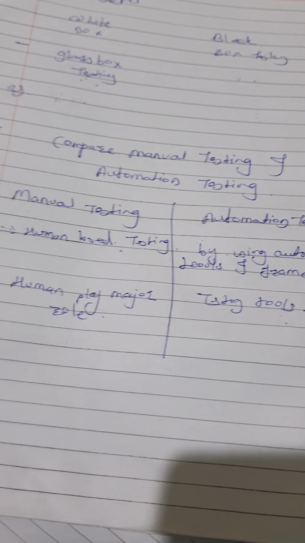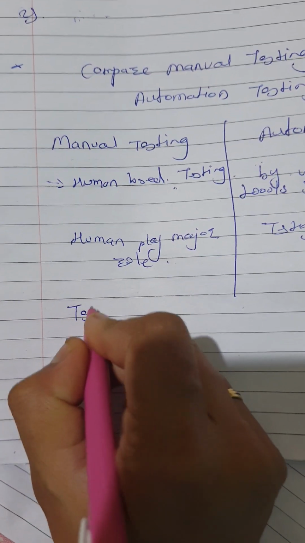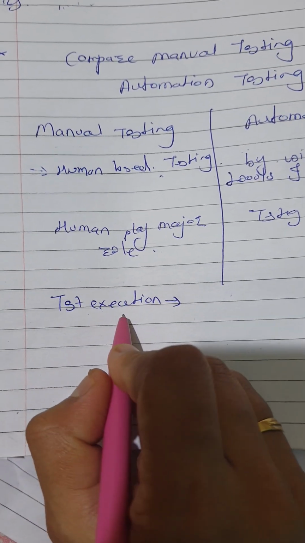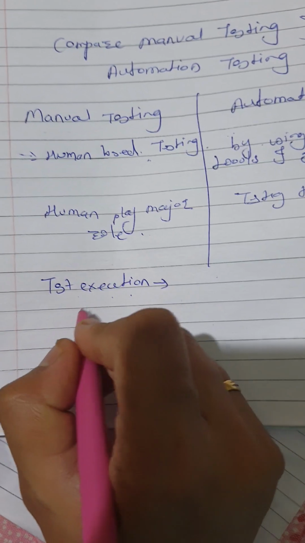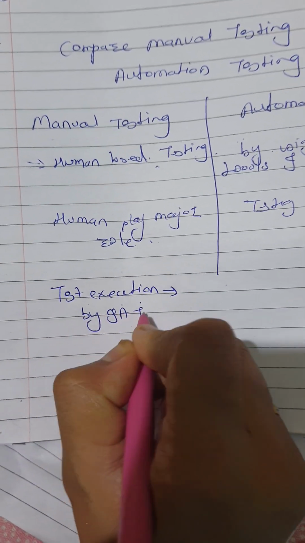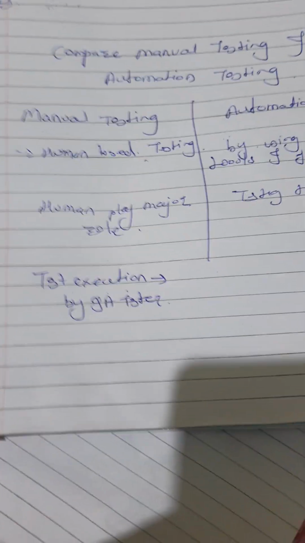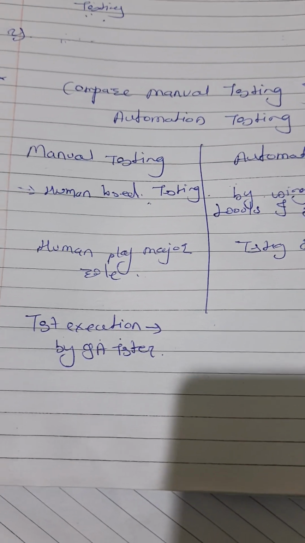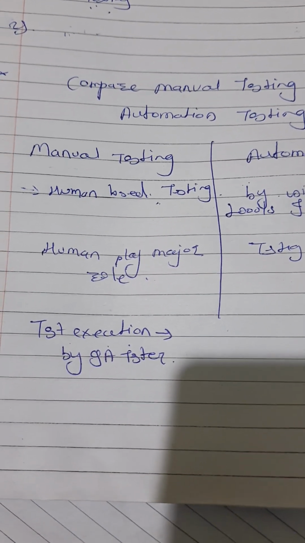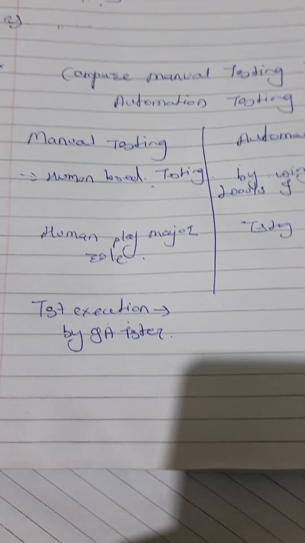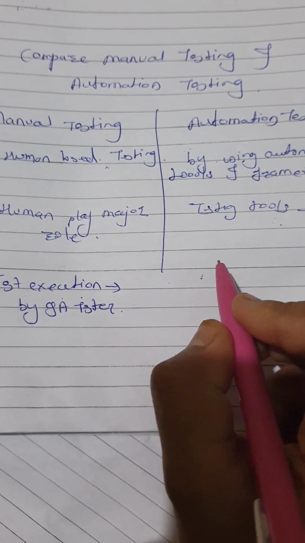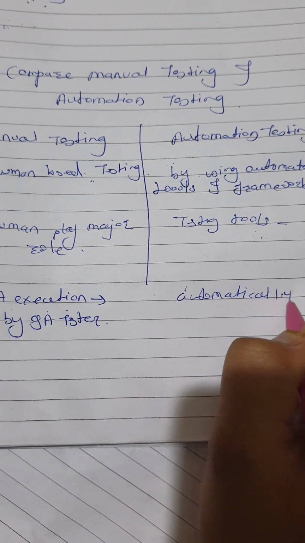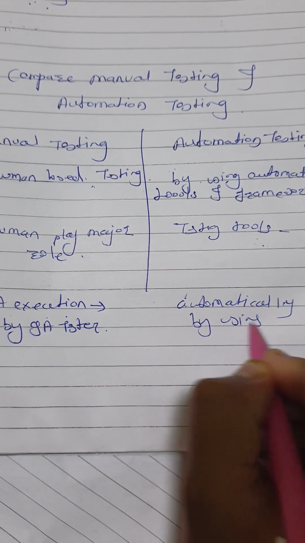Then the next difference is related to test execution. In manual testing, test execution is done manually, obviously by a quality assurance tester. These tests are executed manually in manual testing, but by whom? By a quality assurance tester. And in automation testing, test execution is done automatically by using different tools.